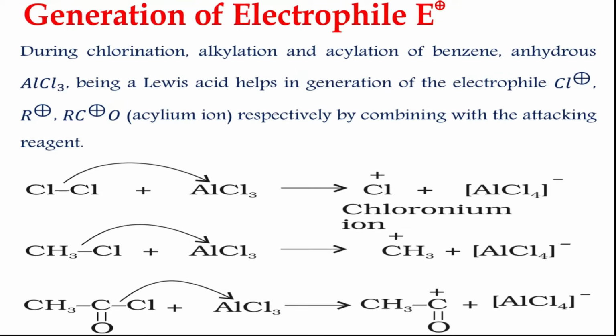In case of CH3Cl, heterolytic cleavage takes place where the more electronegative Cl takes away the electron, so that CH3 becomes CH3+, that is our electrophile, and Cl negative attaches to AlCl3 and forms AlCl4 negative. The same thing takes place in case of acyl chlorides also. CH3COCl, in which Cl detaches as Cl negative, forms CH3CO+ as well as AlCl4 negative.